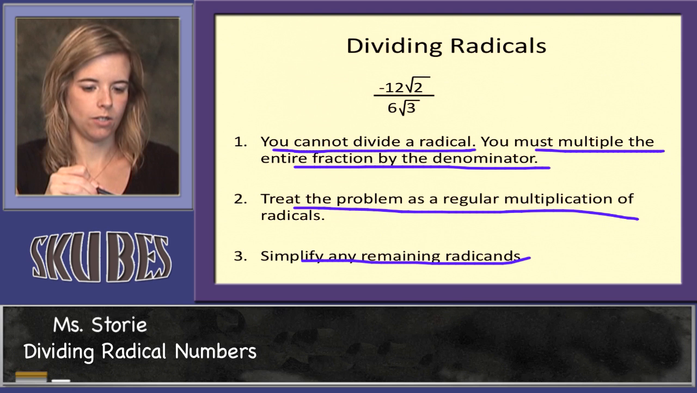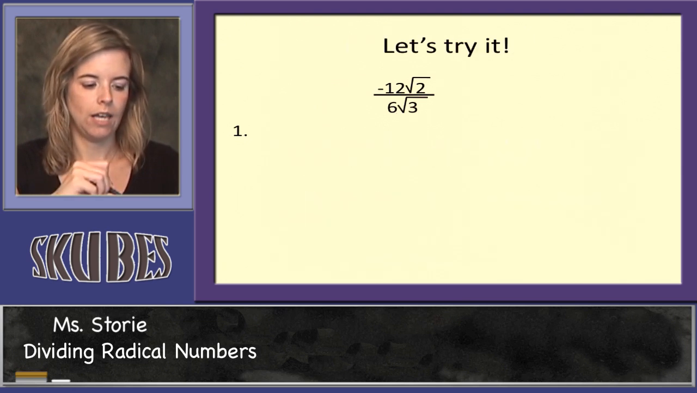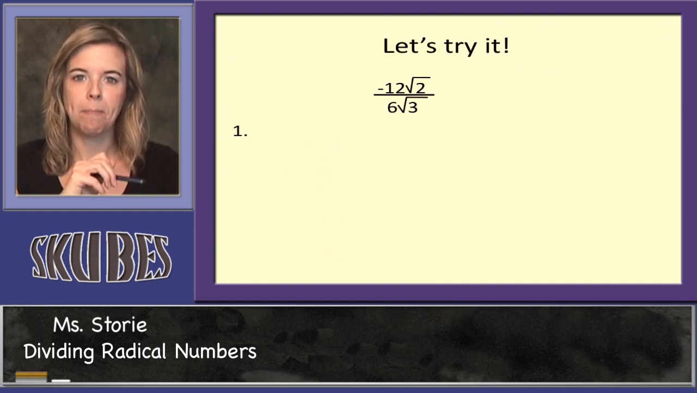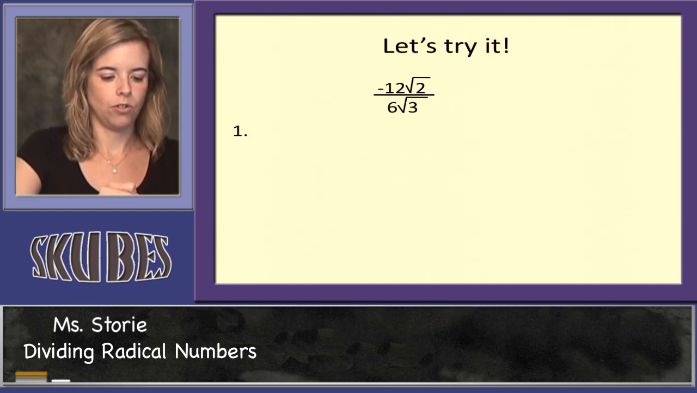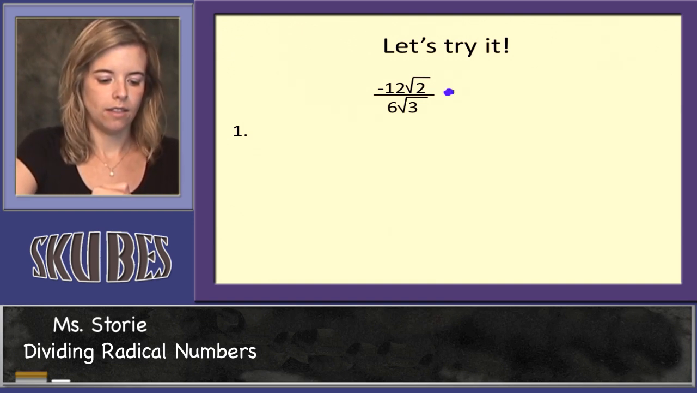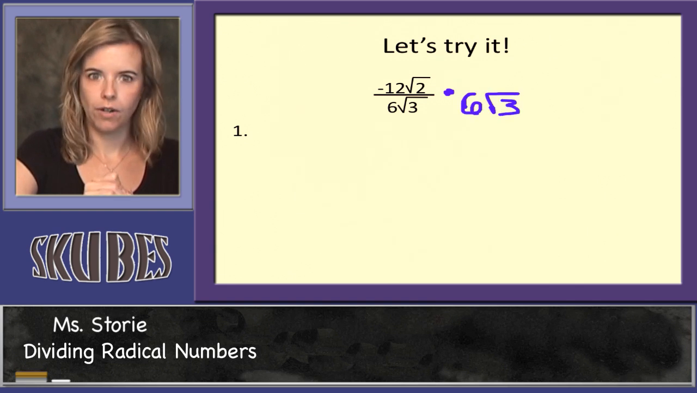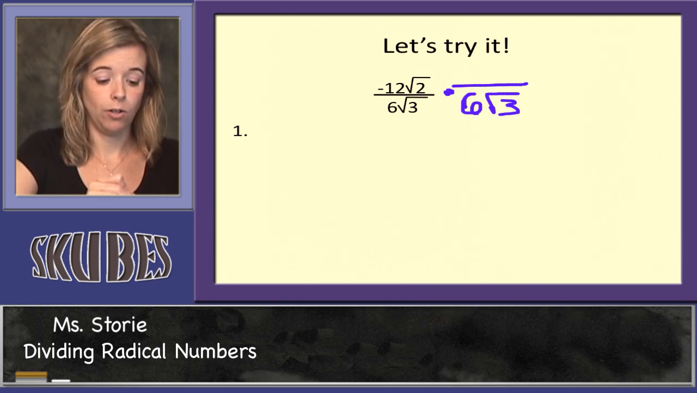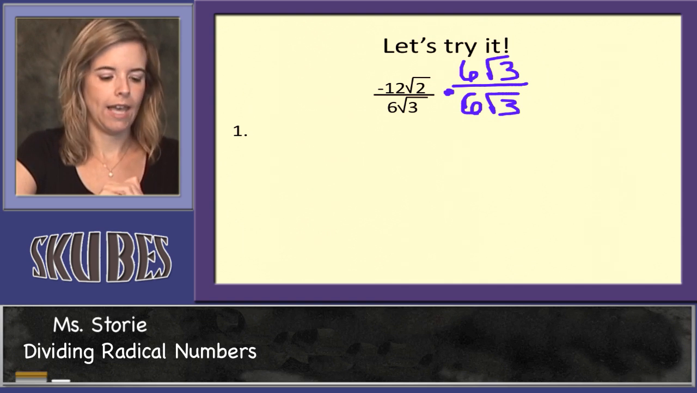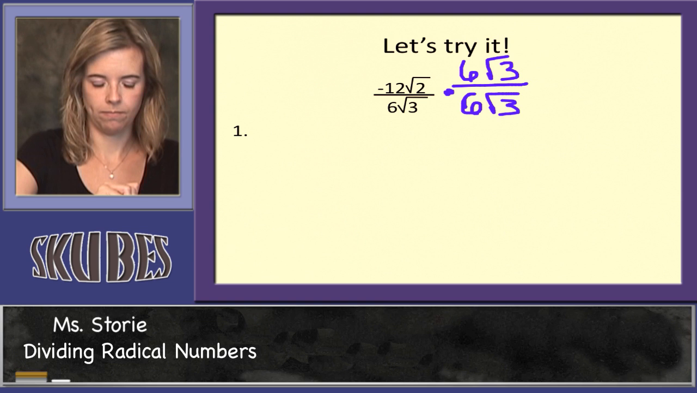So first thing that we're going to do, step 1, you cannot divide them, so you have to multiply the entire problem by the denominator. So you're going to take the first one and you're going to multiply it by 6 radical 3 on the denominator. Remember with fractions you have to keep them equivalent, so whatever you do to the bottom you also have to do to the top. And now you have to go ahead and treat it like a regular multiplication problem.